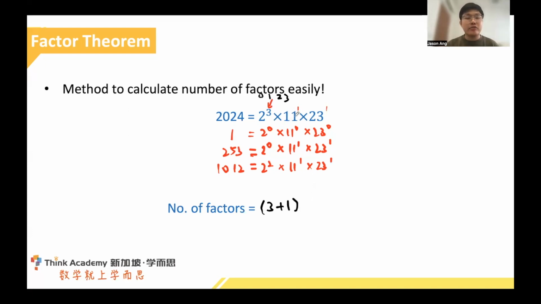Followed by 11 to the power of 1, we can use 1 plus 1. And after that, 23 to the power of 1, we can write 1 plus 1 again, because remember, there is the power of 0 that we must consider. So this gives us 4 times 2 times 2, which gives us 16. You see, I found a very quick method to find the number of factors, rather than listing them out one by one.